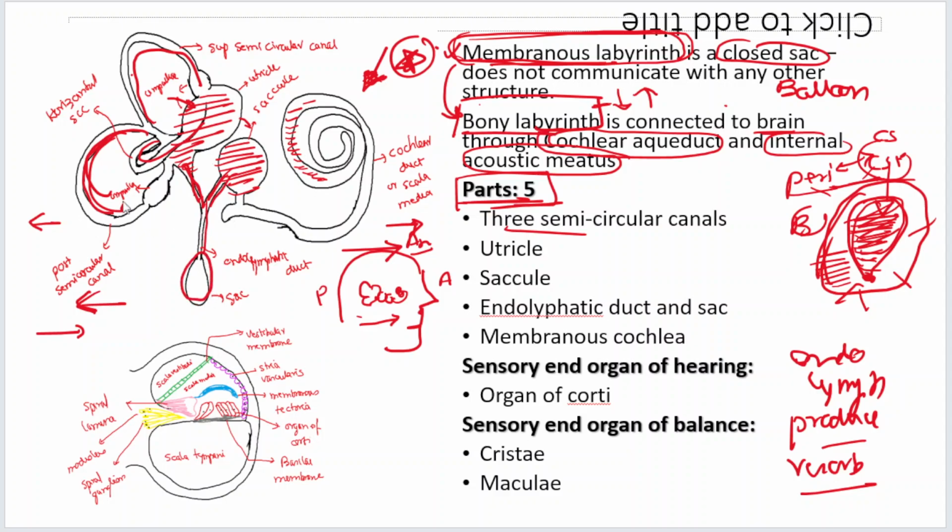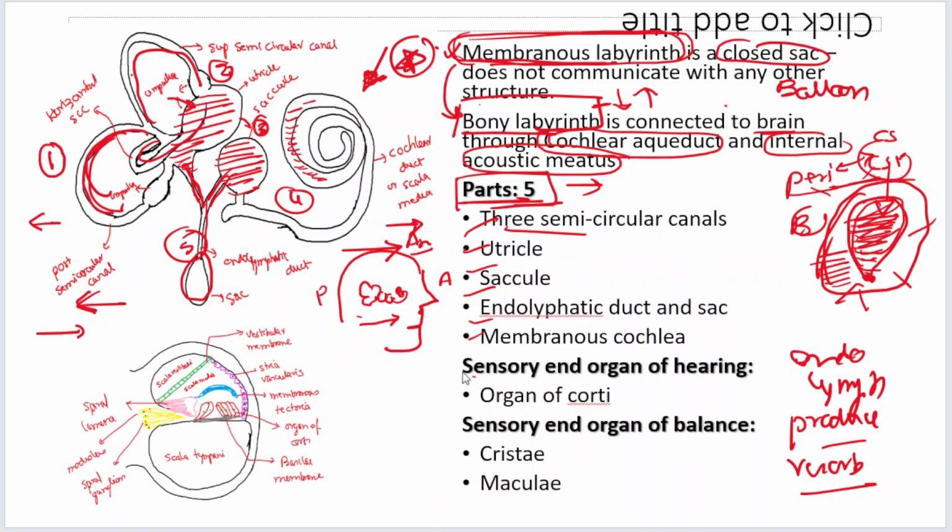So the 5 structures are 1, the 3 semicircular canals, 2, the utricle, 3, the saccule, 4, the membranous cochlea, and 5, the endolymphatic duct or sac. Okay, so these are the 5 structures that comprise the membranous labyrinth.